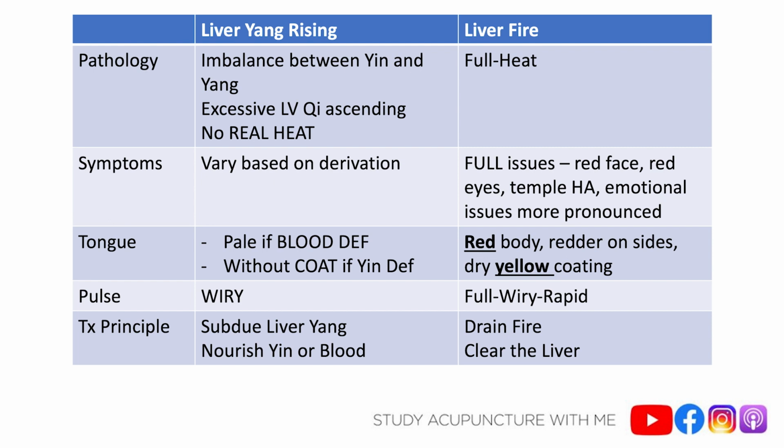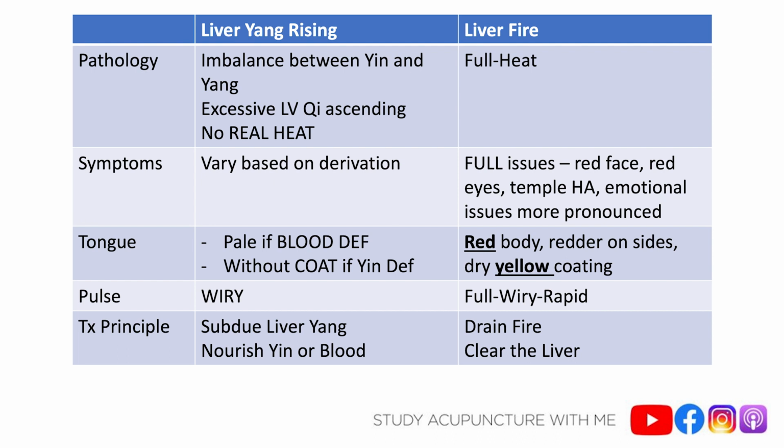And then with liver fire, it's an actual full condition. It's full, actual fire blazing. So you're going to see those full type manifestations blazing up to the face. You're going to see the red face, the red eyes, the throbbing temporal headache, and you're also going to see the irritability. But because it's fire now, that irritability is still going to be there, but it's going to be more pronounced. These emotional issues are going to be more pronounced because it's fire.